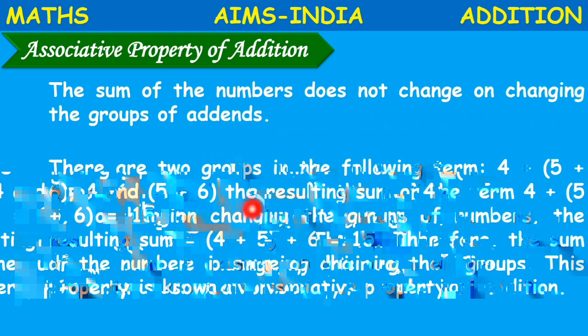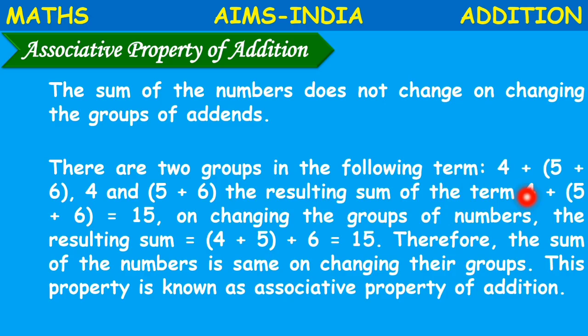Like there are two groups in the following term. 4 plus (5 plus 6), and (4 plus 5) plus 6. The resulting sum of the term 4 plus 5 plus 6 is equal to 15. On changing the groups of the numbers, the resulting sum of 4 plus 5 plus 6 is equal to 15. Therefore, the sum of the numbers is the same on changing their groups. This property is known as the associative property of addition.